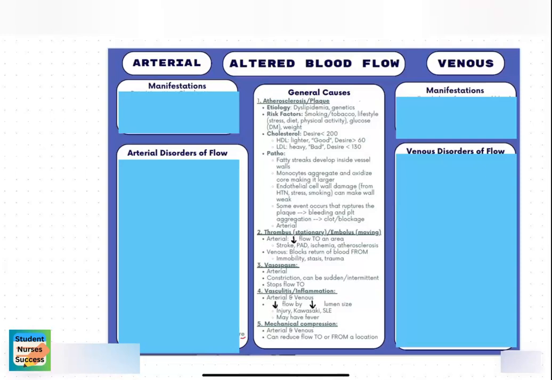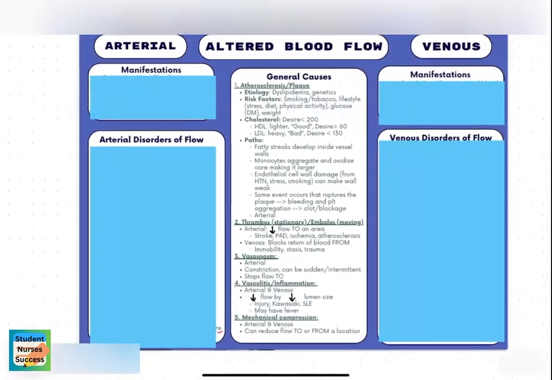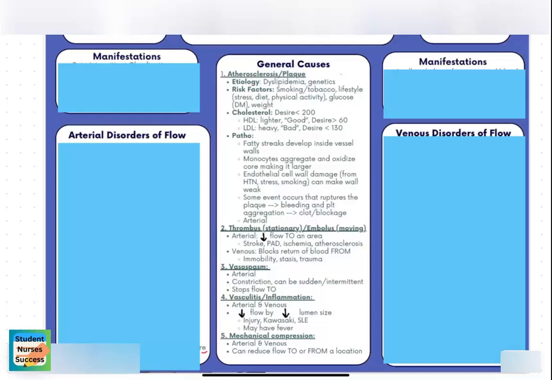What I'd first like to talk about are the general causes of altered blood flow. With this, we have five main causes. The first of which is atherosclerosis, or the development of plaques inside the vessels. The usual cause of atherosclerosis is dyslipidemia, and we also see an increase in genetics causing high cholesterol levels, which contributes to the development of atherosclerosis.